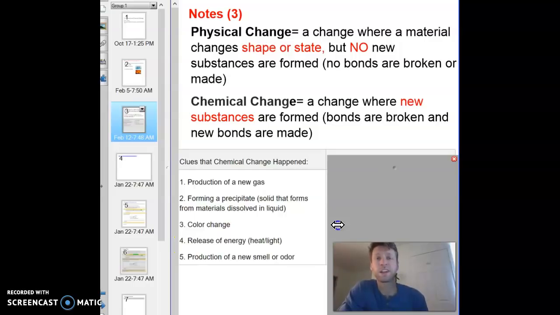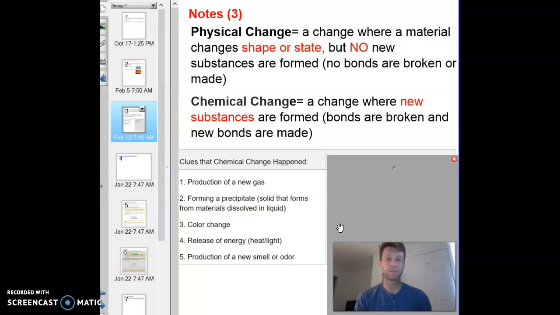The first clue is that a new gas is produced. An example of this is you mix baking soda and vinegar. If you mix baking soda and vinegar, all of a sudden bubbles start to form. That's carbon dioxide, which is a new compound that's made, and you see it as a gas that gets created that bubbles off into the air.